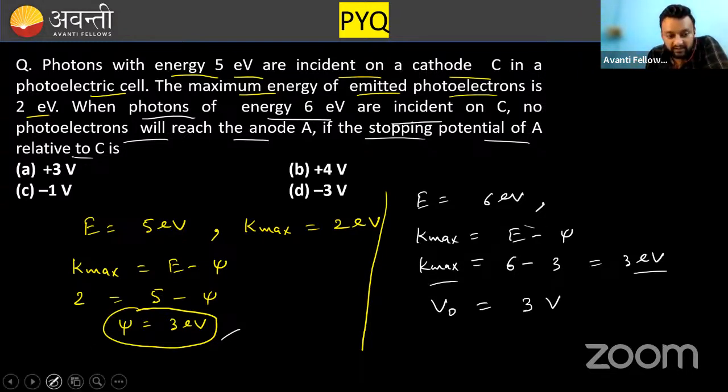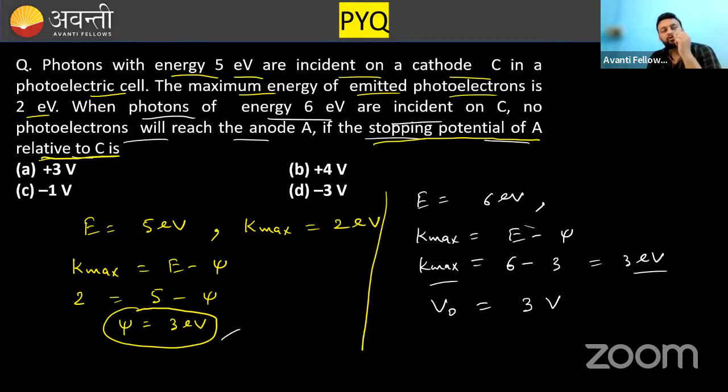But remember, they are asking something different: the stopping potential of A relative to C. You know that stopping potential is a negative potential by definition. So magnitude is going to be 3 volt, but with respect to the anode, with respect to the cathode, it is going to be minus 3. Why minus 3? Because the definition says it is the negative potential. So according to the definition, it will become minus 3 volt.